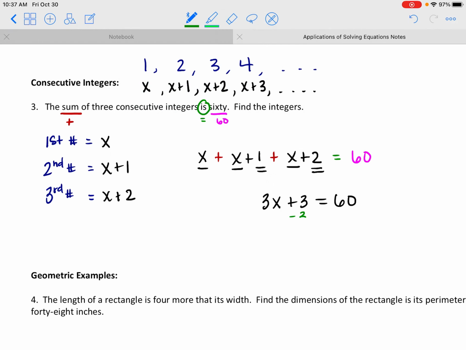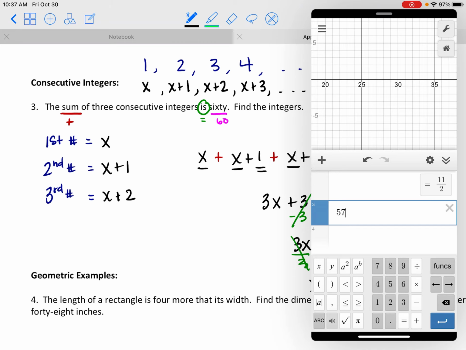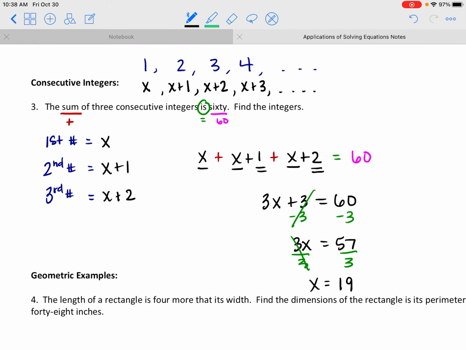So if I subtract 3 from both sides, then I have left 3x on this side equal to 57. And now I can divide both sides by 3. And that reduces to 1x equal to 57 divided by 3, which is going to be 19. Let's just double check that. 57 divided by 3 is 19. So that means our first number is 19, and then our next number has to be 20, and our next number has to be 21.